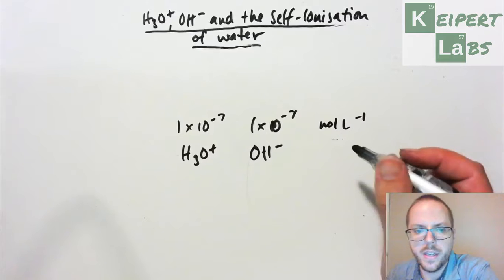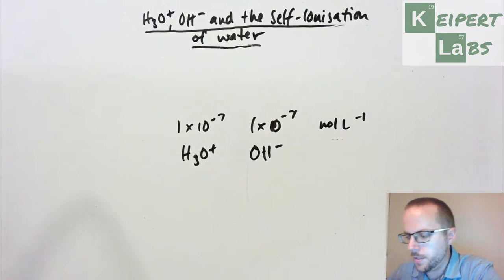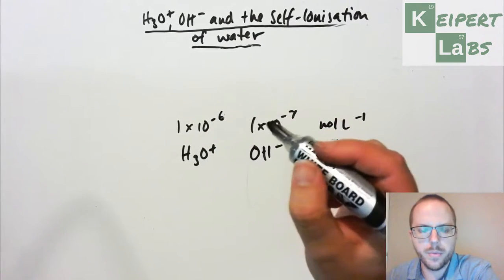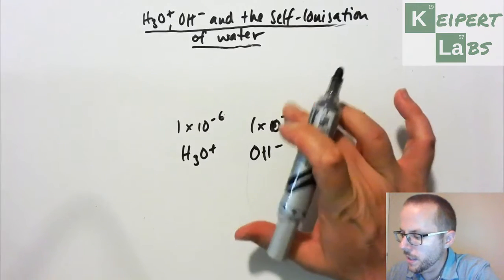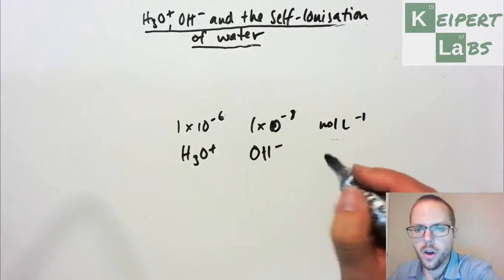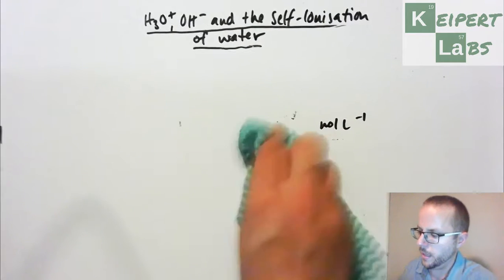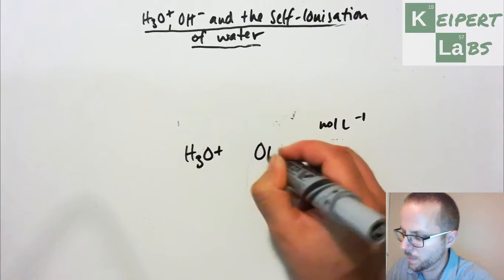But what we notice is that if we add in other substances to bump this up, so we add in hydronium ions, say we take it up to 10 to the minus 6, we've increased it by a factor of 10. What we see is that our hydroxide ion concentration goes down. I'll draw these a little bit larger for you just to make it easier to see on camera.